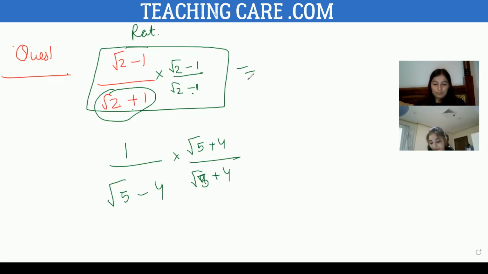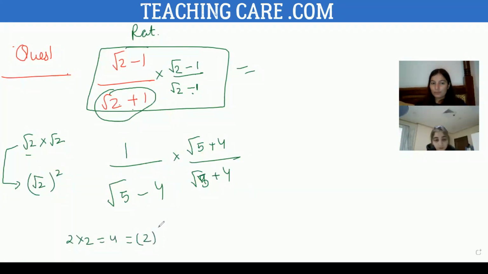Wait, just to make sure, how do I multiply square root of 2 times square root of 2? Okay, so square root 2 multiplied by square root 2 means square of square root 2. Like 2 into 2 is 4, right? We can write it as square of 2. It's one and the same thing, no?